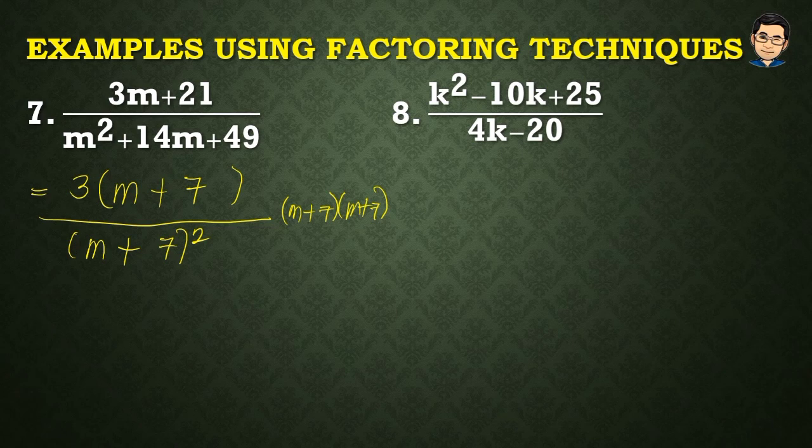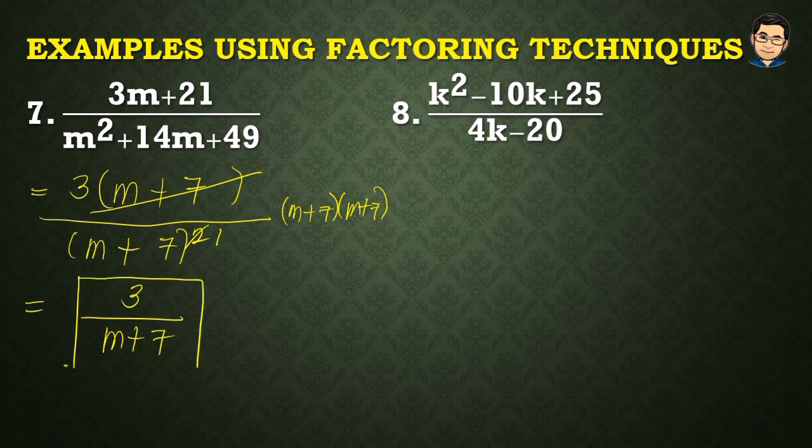Okay? Now, we can cancel out common terms. So, m plus 7, makakancel. Tapos, yung isang m plus 7 dito sa denominator, so itong 2, magiging 1 na lang po. Okay, so final answer natin is 3 all over m plus 7. Next, for number 8, k squared minus 10k plus 25 all over 4k minus 20. So, using factoring difference of two squares pa rin. So, the square root of k squared, that is k.